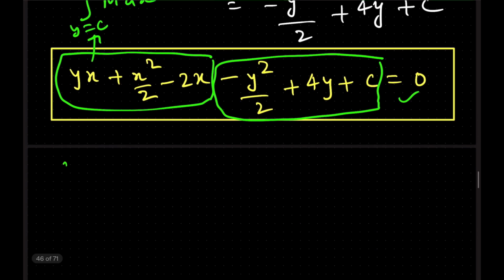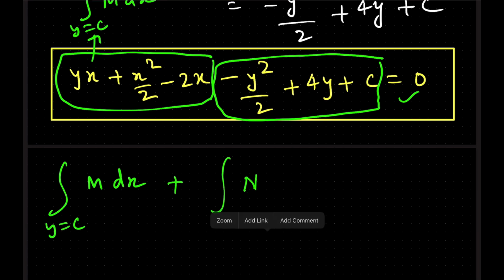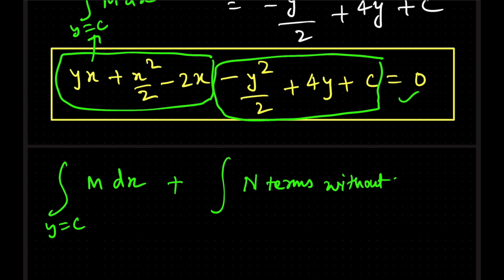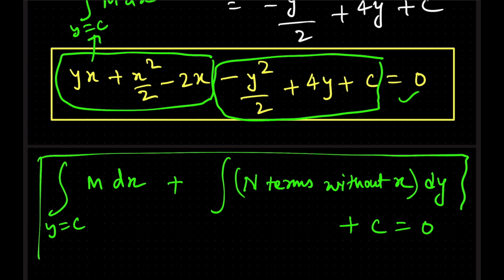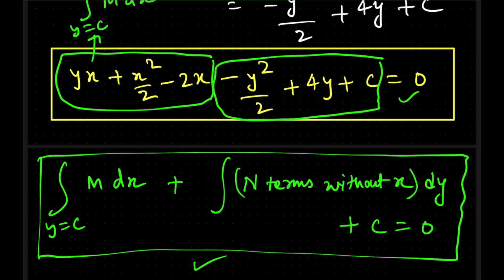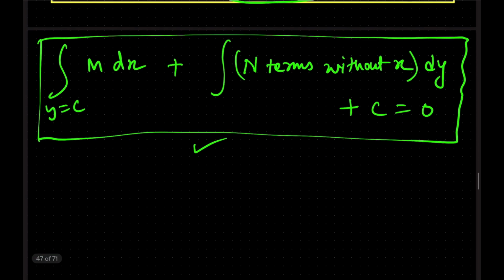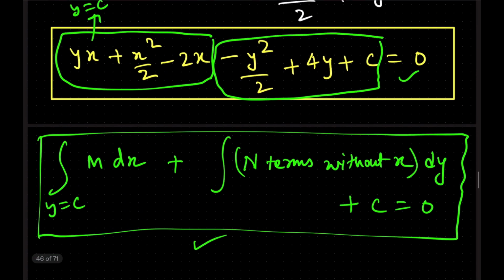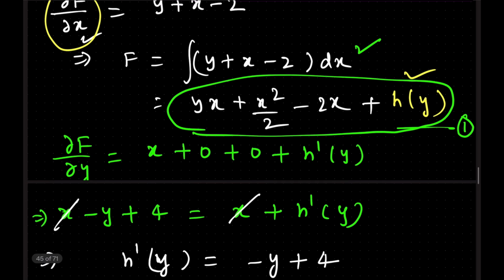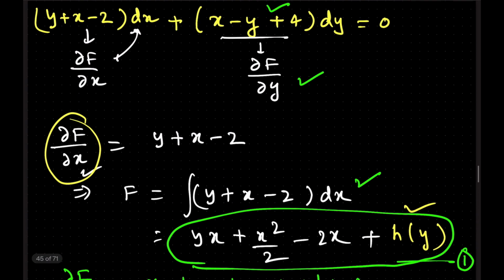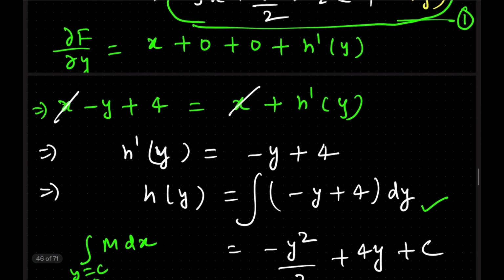So I hope that you have understood this: M dx where y is constant, plus the N terms without x, and you have to integrate with respect to dy, plus c equal to 0. So that's our final formula of how we will find the solution of the exact differential equation. I hope that you have understood this derivation. You can rewatch this video if you are finding any confusion.